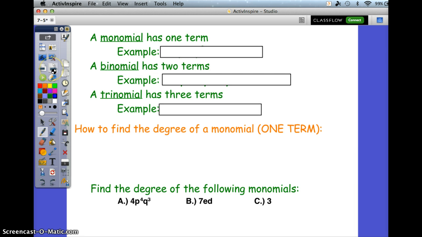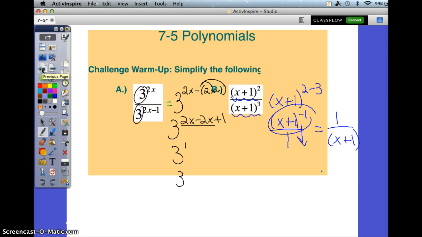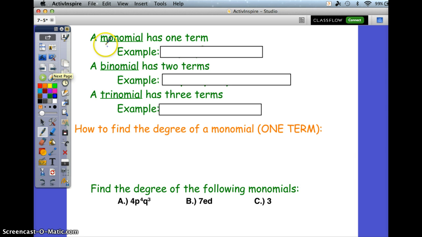Now we're going to talk about some classifications for these polynomials. A monomial, just like the prefix in it, has one term. For example, you might have x, y, xy cubed, negative 5, b, c. Each one of these is one term. Notice there's no addition or subtraction in there. It's one term. Multiplication does not separate terms.